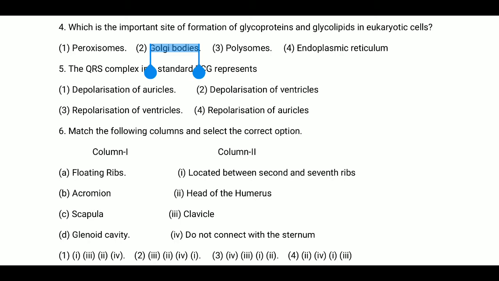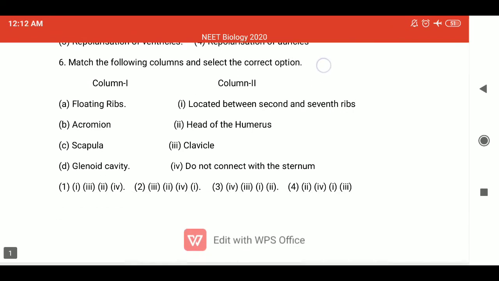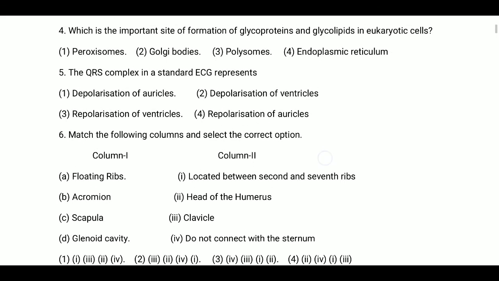Then the QRS complex stands for, okay, the QRS complex in a standard ECG represents: depolarization of auricles, depolarization of ventricles, repolarization of ventricles, repolarization of auricles. So basically, if you get the answer right, PQRST, the ECG curve, the right answer for this should be depolarization of ventricles. QRS complex stands for depolarization of ventricles.